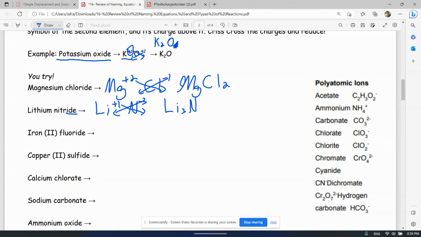Iron(II) fluoride. This one is an ionic compound that contains a metal with more than one charge. Luckily, we're told the charge here. That's the beautiful thing about this name. It tells you the charge of iron. So iron is plus 2. That's what the 2 there indicates. Fluoride is negative 1. Crisscross, and you get FeF2.